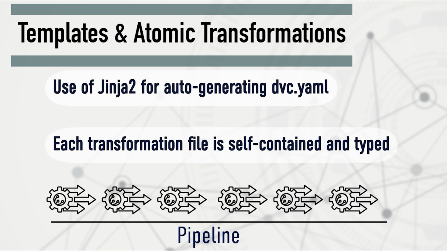Additionally, Jinja 2 templates simplify generation and maintenance of DVC-YAML by enumerating transformations in Python code. It generates DVC-YAML using loops and conditional statements. The output is a valid DVC-YAML file that includes all stages and optionally plots.